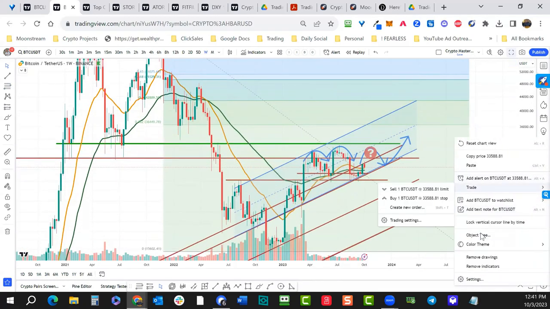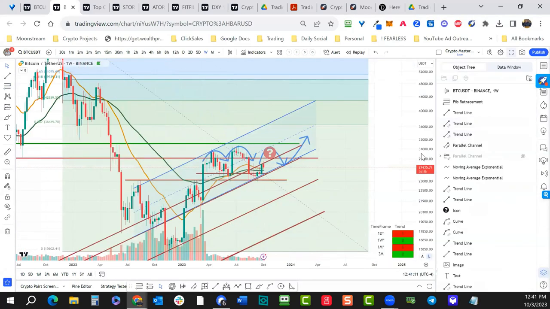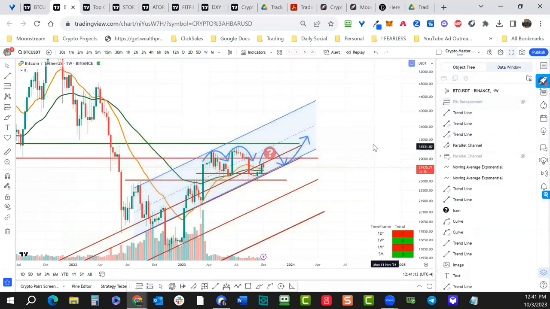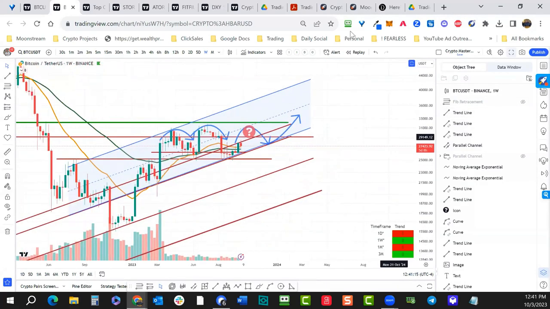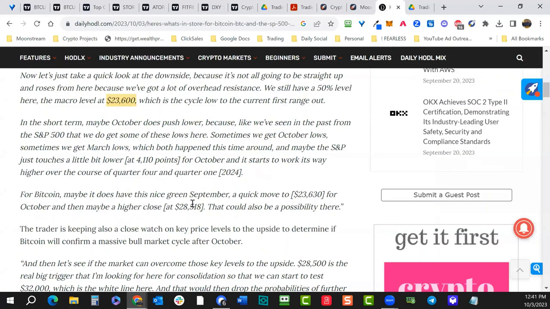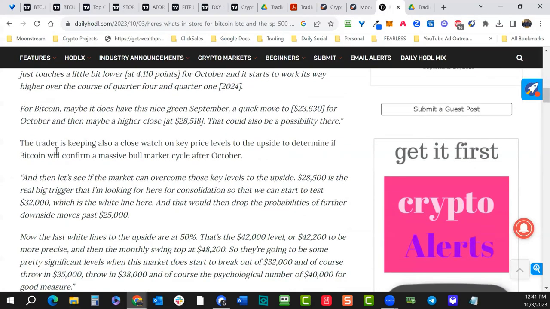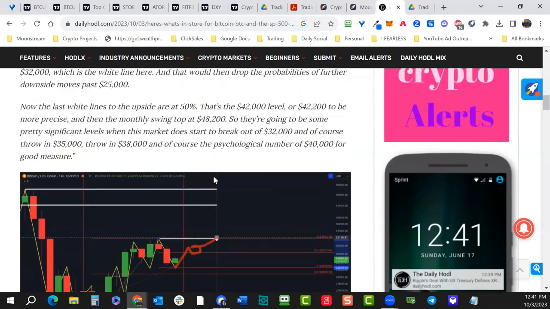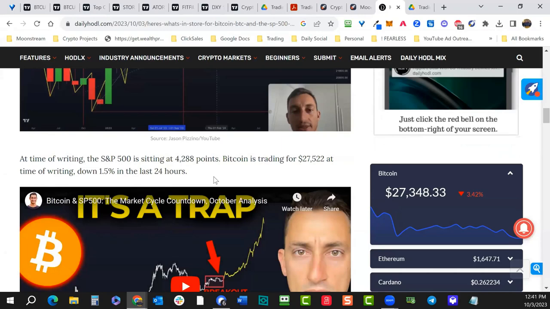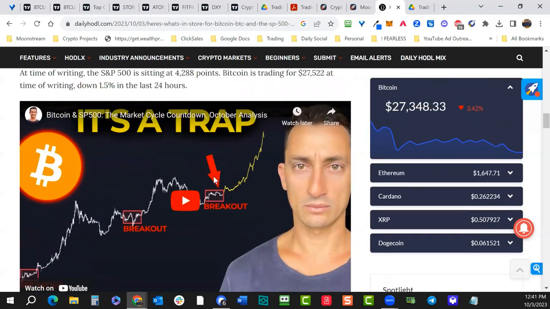Let me just turn off this on the object tree, but we'll leave it on there for our future. So anything else to unpack here? Nice green September, move to 23.6. There's a lot of maybes here. You know what? Here's the thing. Nobody knows. We have to see this guy.